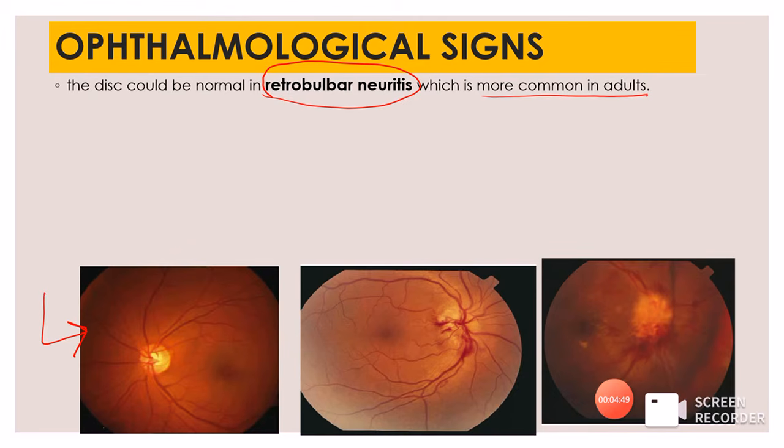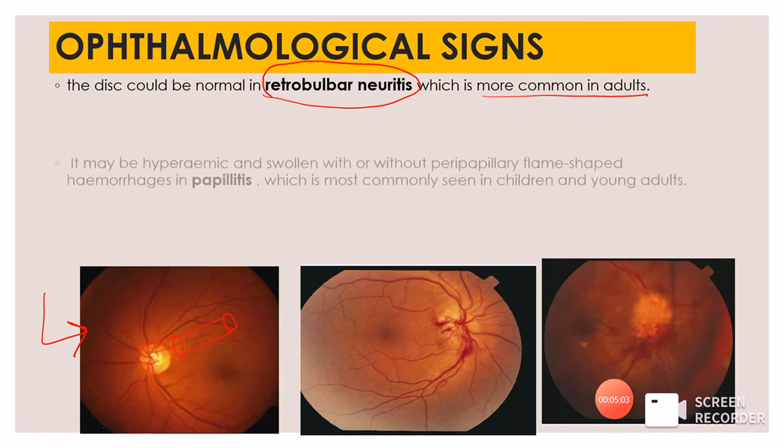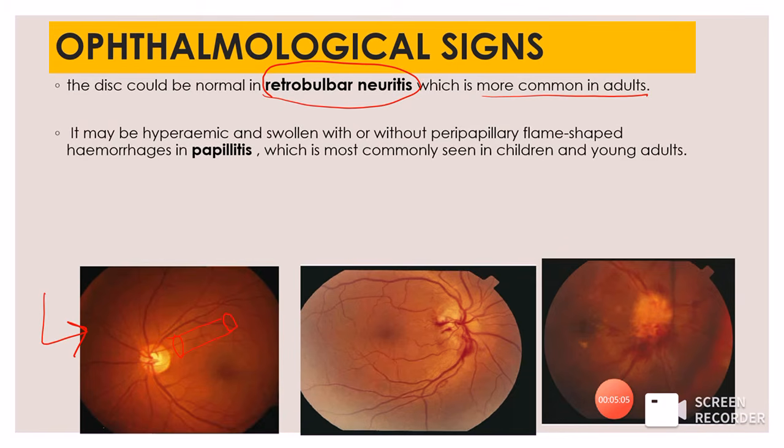So this is a retrobulbar neuritis, and because the intraorbital part of the optic nerve is involved and not the disc, we do not see any signs in the fundus. It is more common in adults, and also it is more common in multiple sclerosis. Now, however, sometimes only the disc will be involved, which is called papillitis.